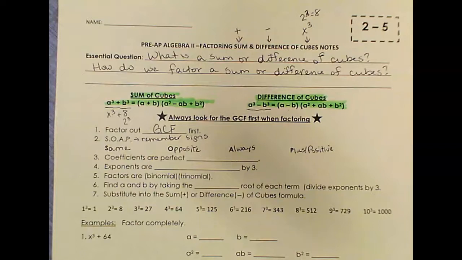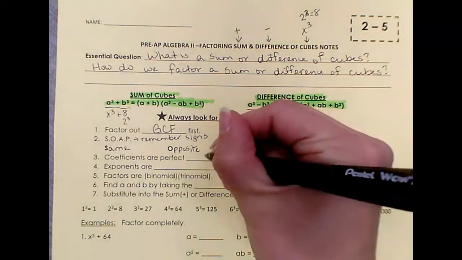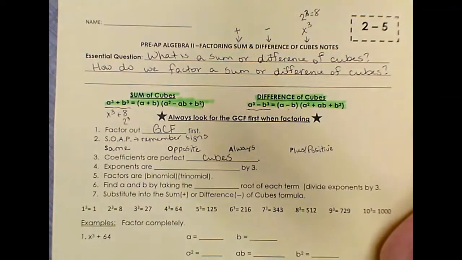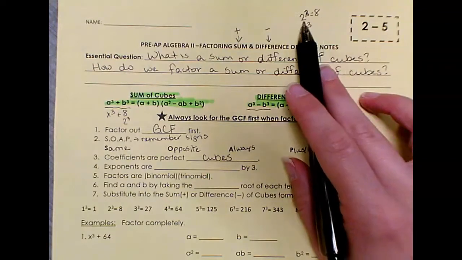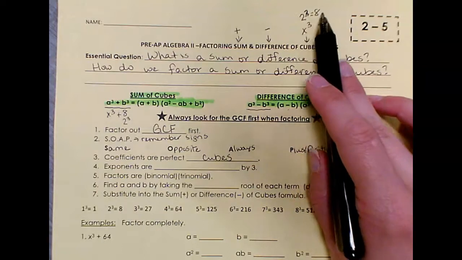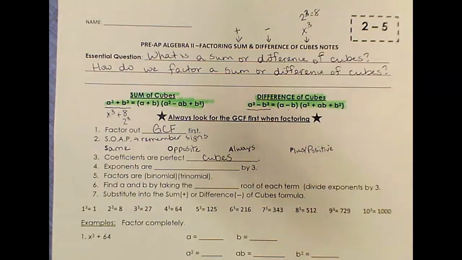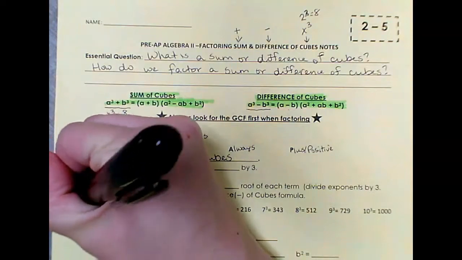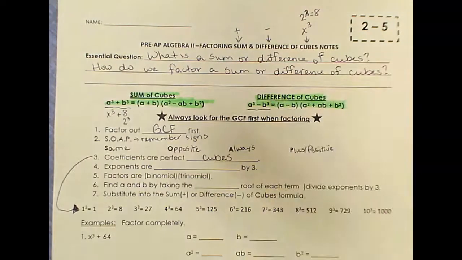Now, a sum or difference of cubes will always have coefficients that are perfect cubes. And if you're unsure what a perfect cube is, think about what we talked about up here. A cube is something where you take a number and cube it and you get a perfect cube. And so perfect cubes for coefficients are actually listed down here for you. They're not perfect squares, they are perfect cubes.